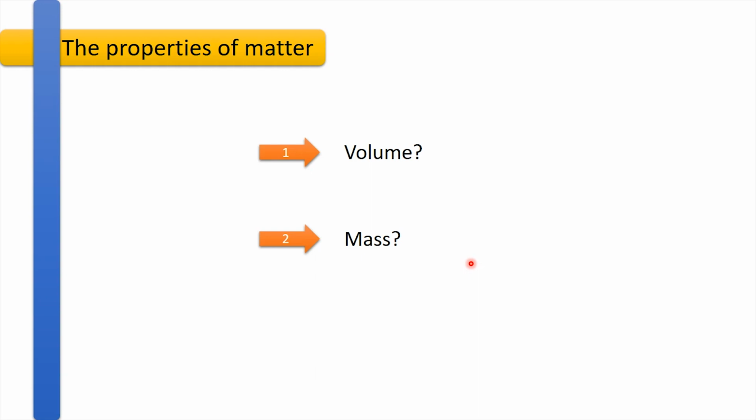Today we will continue in the same lesson and we will learn now what are the two main properties of matter. The two main properties of matter are volume and mass. Let's see what is the volume and what is the mass.